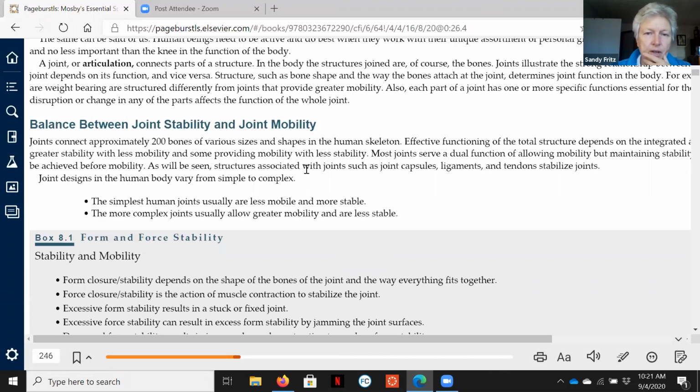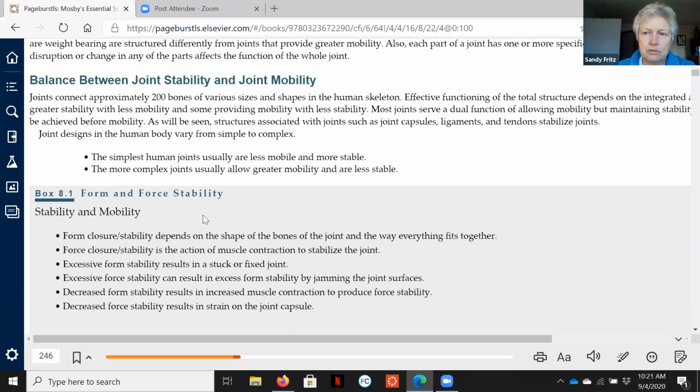And then there are some generalized principles here, like the simplest human joints usually are less mobile and more stable, like the indentations of the skull bones. And the more complex joints usually allow greater mobility and are less stable. And you can think of your shoulder joint.